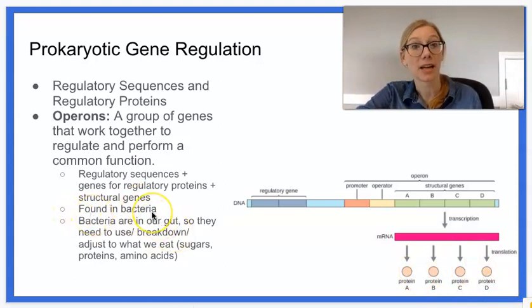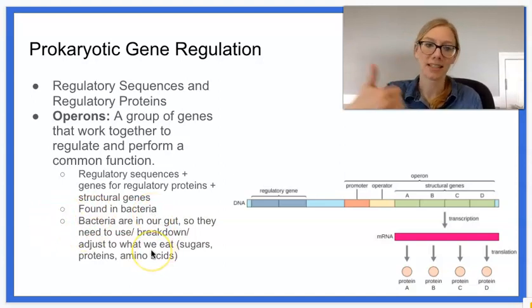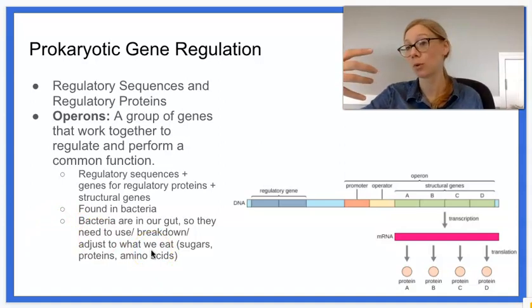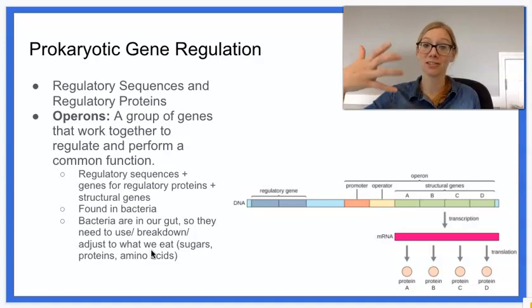We're talking about this in bacteria cells today, so prokaryotic cells, right? And we said it's in our gut, so it's used to break down things or adjust to what we eat, right? And we need to be able to do that pretty quickly and efficiently and all the time, right? Are we trying to look at sugars or proteins or amino acids?